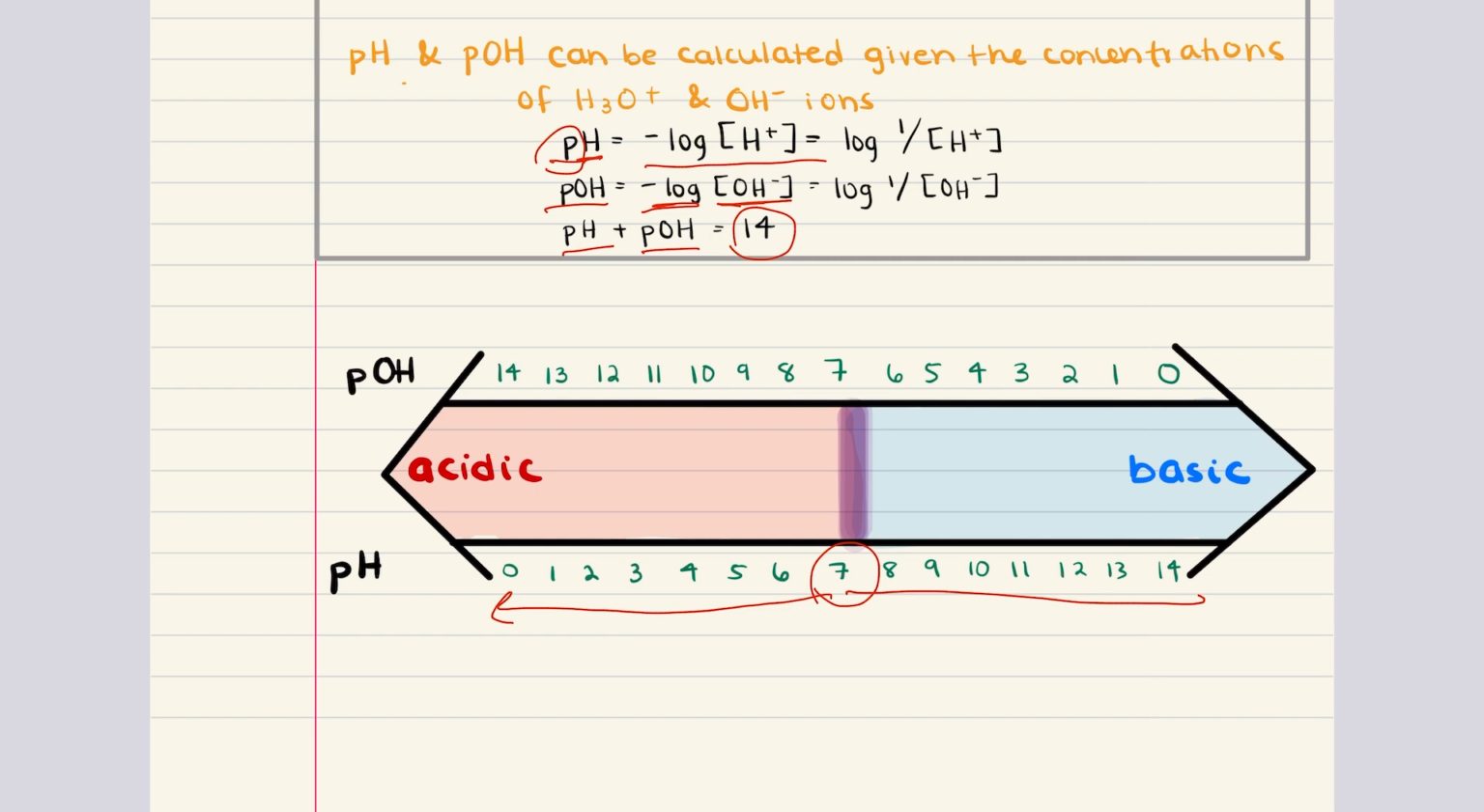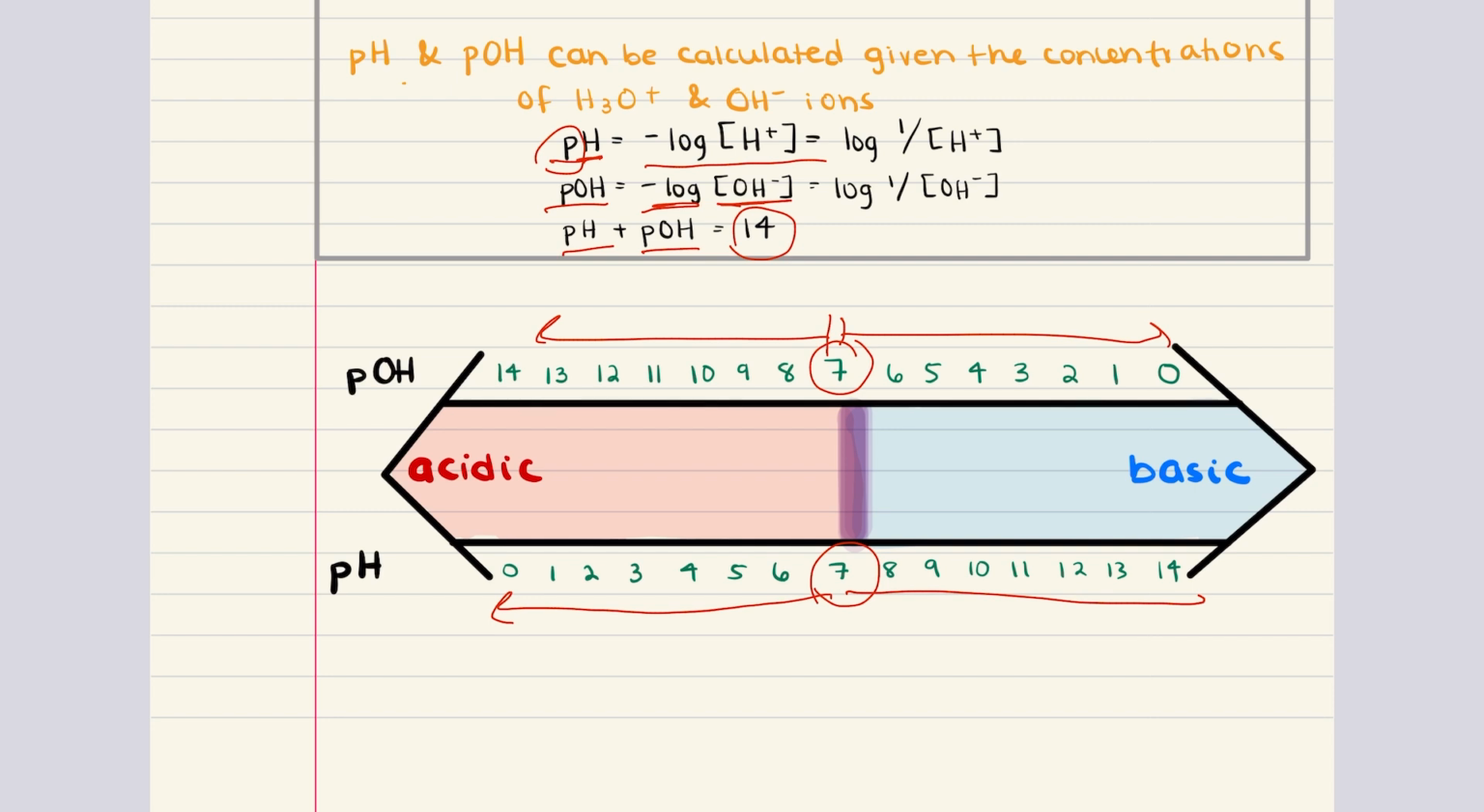Now, similarly, what about pOH? This is kind of the opposite of the pH scale. If you're dealing with an acidic solution, it's going to have a pOH greater than 7. And for a basic solution, its pOH is going to be less than 7. And again, if it's equal to 7, then the solution is neutral.